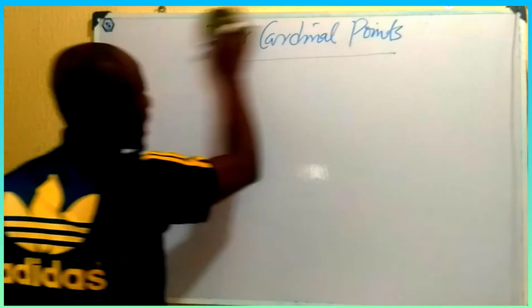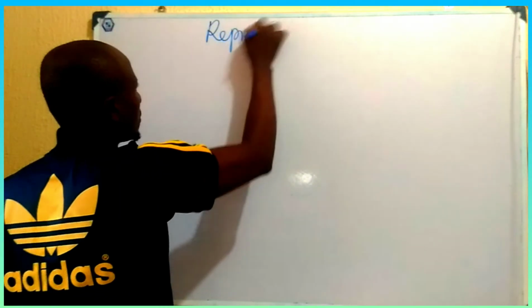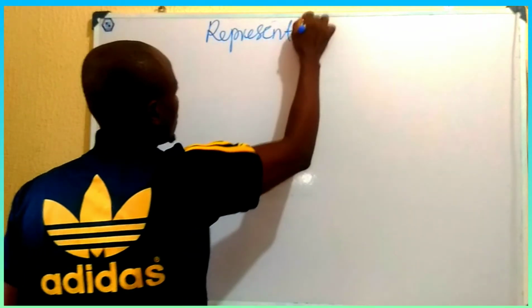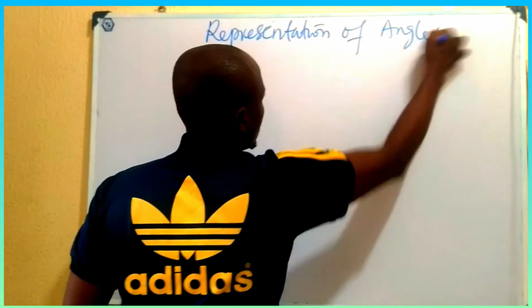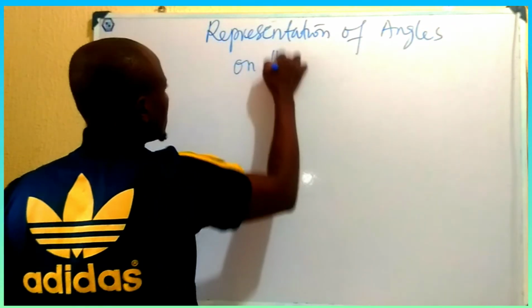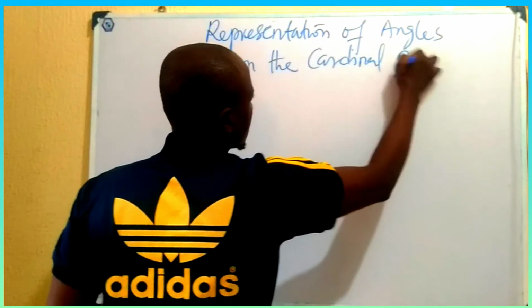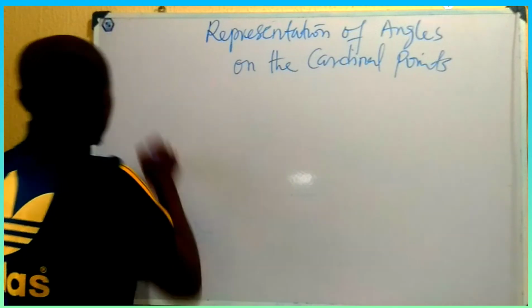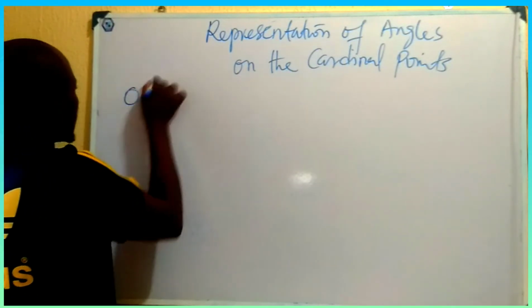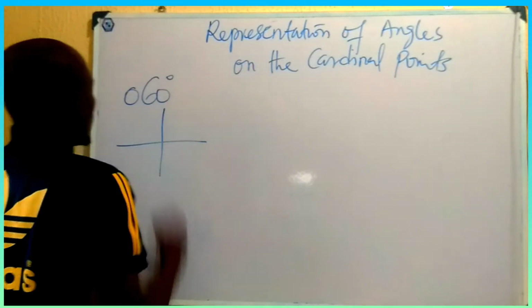Now, how do we represent angles on this? Representation of angles on the cardinal points. How do you represent an angle on this? The first one we are going to look at is 060 degrees. How do you represent it on a cardinal point?